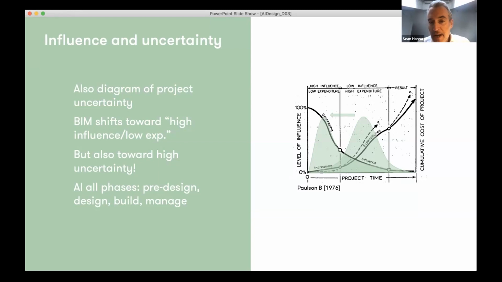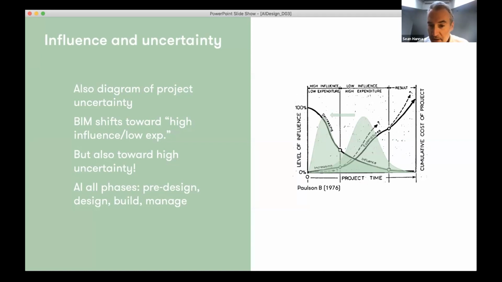But this diagram not only describes influence, but also describes the amount of uncertainty, of course. So in any project, uncertainty is high at the very beginning, and it decreases over time as we go on. So what we're doing effectively is to push our design activity to where there is more uncertainty. And of course, this is a potential benefit of AI.